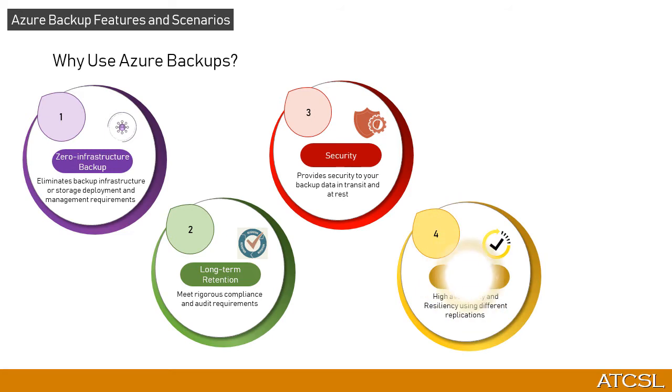The fourth one is the high availability. Azure Backup offers three types of replications: the locally redundant storage, LRS, the GRS, which is the geo-redundant storage, and the RAGRS, which is the read access GRS, to keep your backup data highly available and resilient.